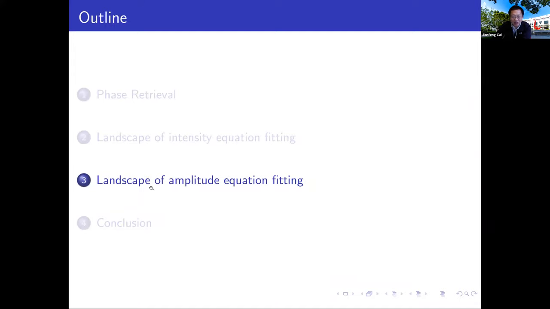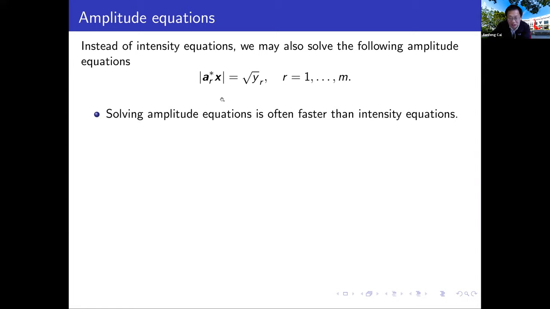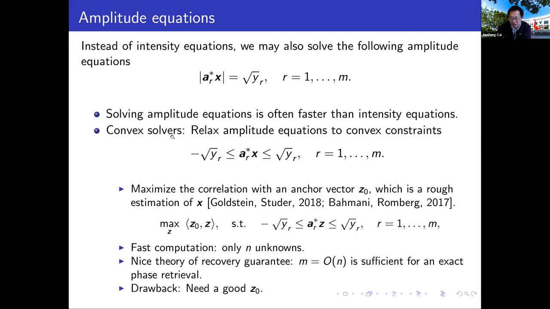So we have some other ways to solve this phase retrieval problem. Instead, we can take the square root on both sides of the intensity equation to get the following amplitude equations: the absolute value of a_r transpose x equals the square root of y_r, r equals 1 to m, right? Then we just solve this system of amplitude equations. Actually, solving the amplitude equations is often faster than the intensity equation. This is observed by many authors in different papers. And to solve this, we can also have convex solvers and non-convex solvers.